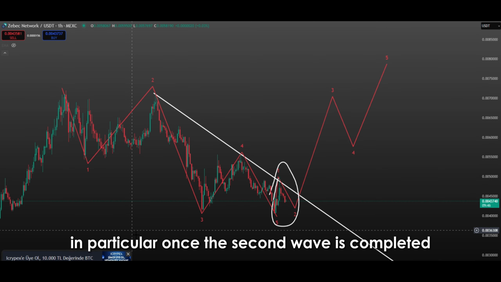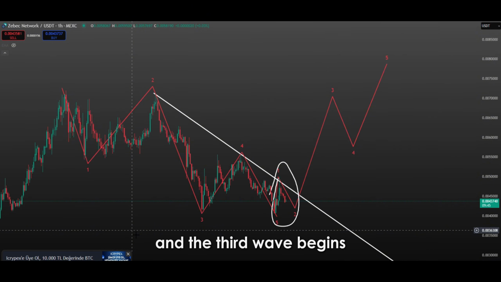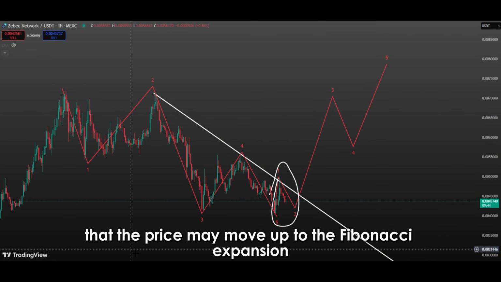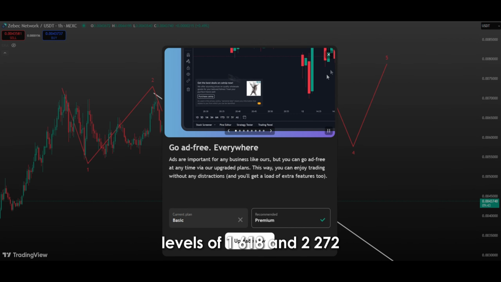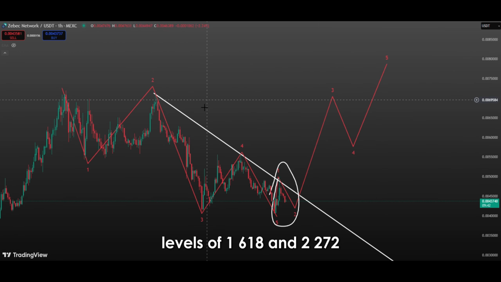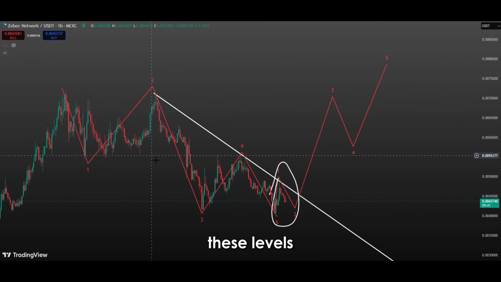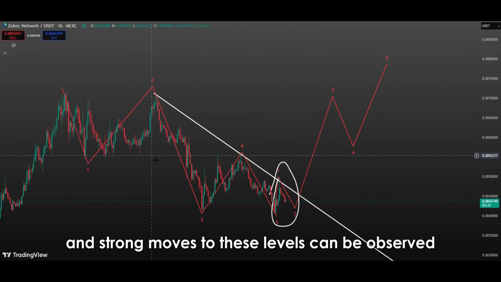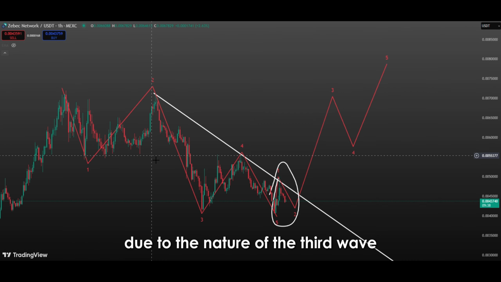In particular, once the second wave is completed and the third wave begins, it is possible that the price may move up to the Fibonacci expansion levels of 1.618 and 2.272. These levels are often used as targets in technical analysis, and strong moves to these levels can be observed due to the nature of the third wave.